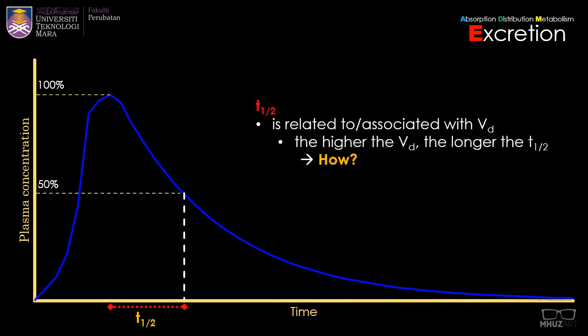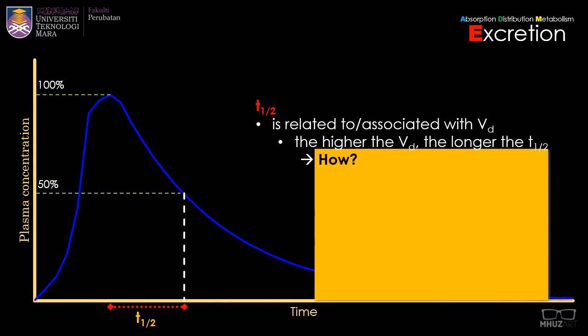The half-life of a drug is associated with volume of distribution, in the sense that the higher the volume of distribution, the longer the half-life would be. How does this happen? How is this association made?